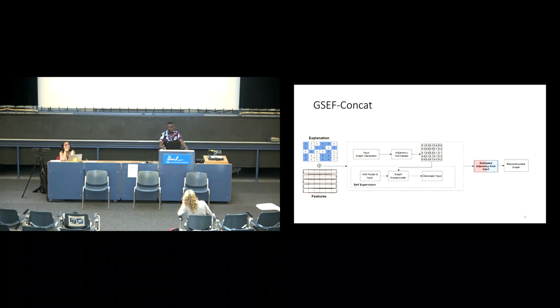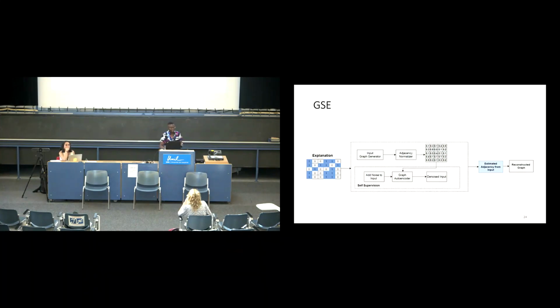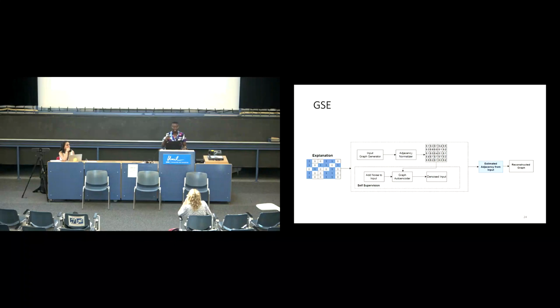graph. Okay, so what are the variants? I'll just run through each of these. There's one we call GSEF concat. At the input stage you already concatenate your explanations and your features together, and then you do the entire thing. The same thing with the multiplication, you just multiply element-wise. And lastly, the GSE, where you only have the explanations. You don't have any information about the features, and then you have that.